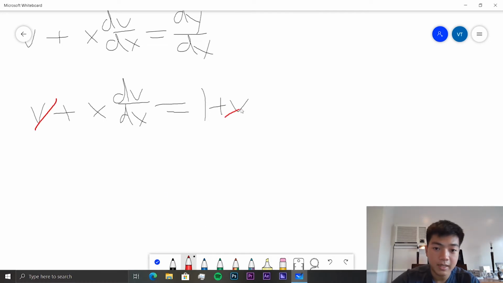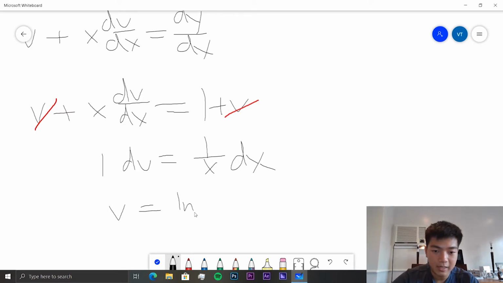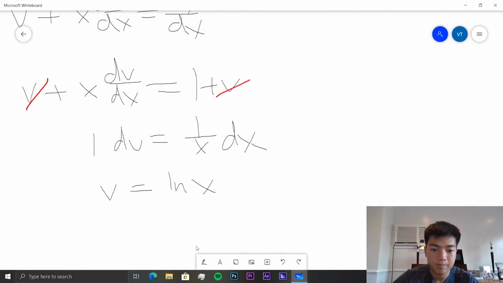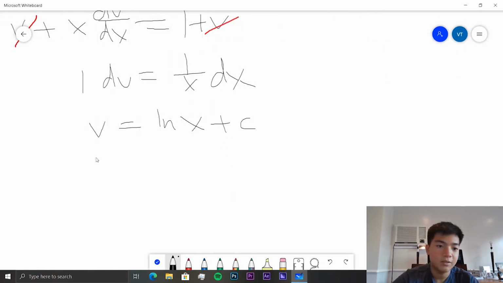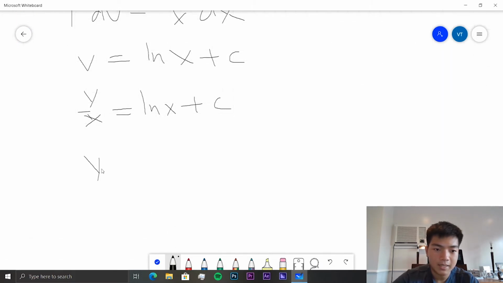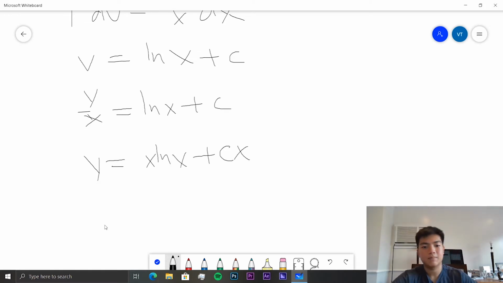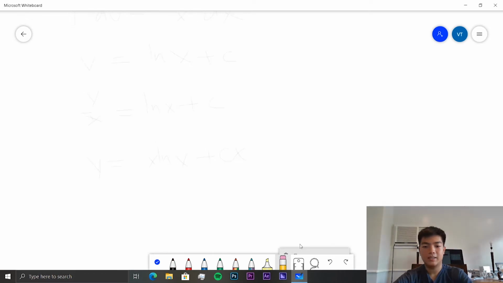So we can cancel that. So we get more or less x dv over dx is equal to 1, so 1 dv is equal to 1 over x dx. So we get that v is equal to ln x plus c. And then we can substitute back v equals y over x. So y over x is equal to ln x plus c. So we get that y is equal to x ln x plus some constant times x. So let's use this to solve some of the questions.